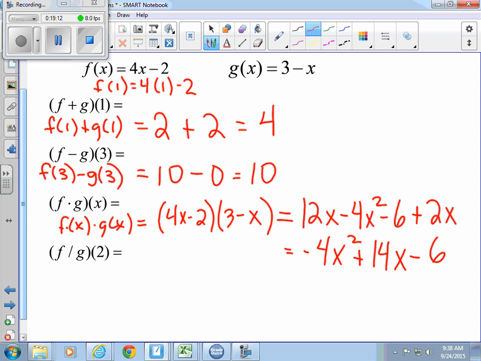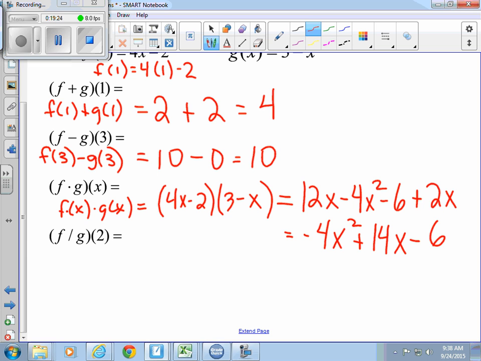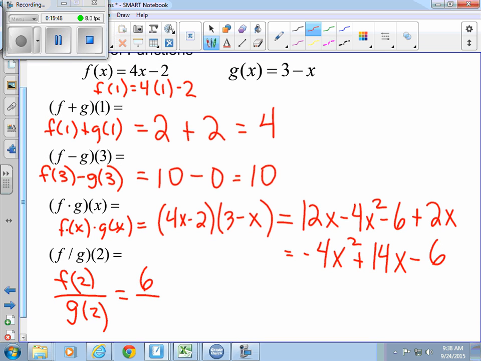Did y'all get that? Okay, and then F divided by G of 2 is, what do you think it is? What does that really mean? F of 2 over G of 2. F of 2 is 6. I don't know where I'm getting that. 4 times 2 minus 2. And G of 2 is 1.